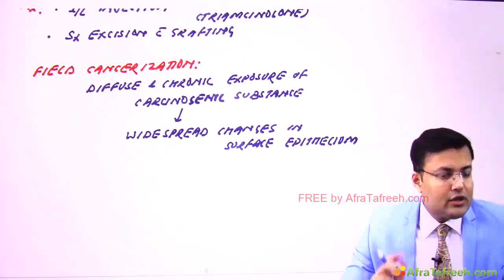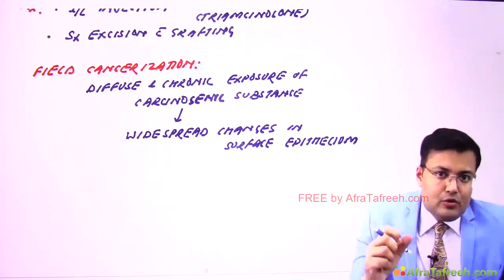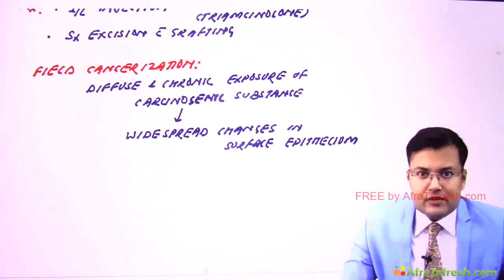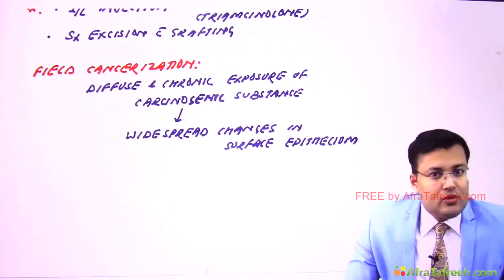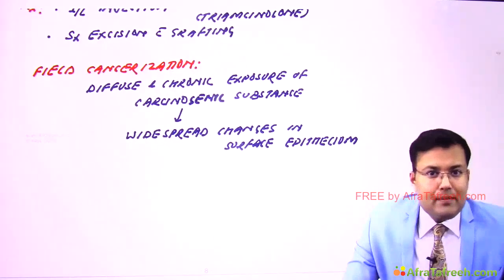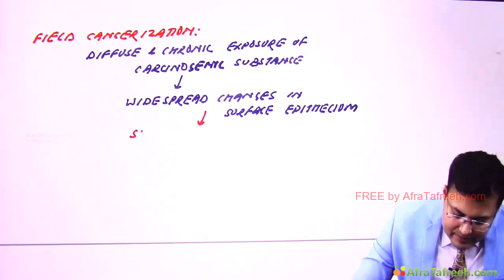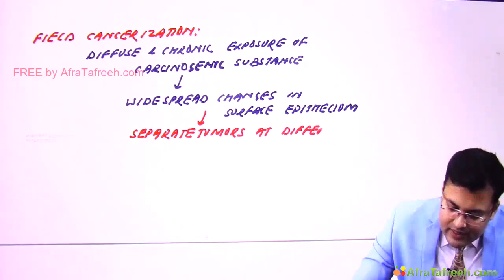Two situations are there. If patients have multiple tumors and the second tumor was diagnosed within 6 months of diagnosis of the first tumor, this is known as synchronous tumor. And if the second tumor was diagnosed after 6 months of diagnosis of the first tumor, this is known as metachronous. So because of these changes, it can lead to separate tumors at different sites in the whole field.